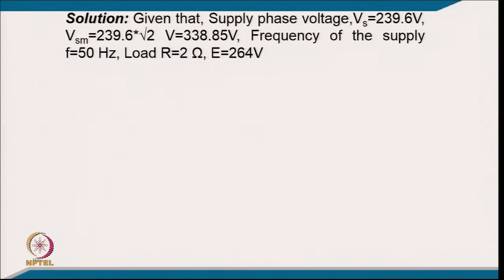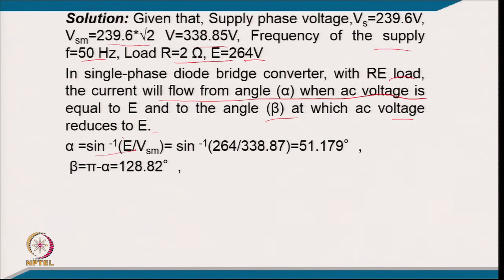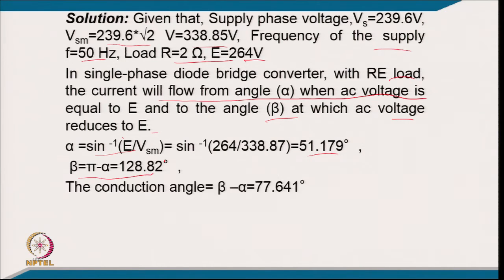So, coming to the numerical part of this, given that supply voltage Vs equal to 239.6 volt, and the peak of this is 239.6 into root 2, 338.85 volt, and frequency of supply is 50 Hz, load resistance is 2 ohm, and E equal to 264 volt. So, in the single phase bridge converter with RE load, the current will flow from angle alpha, where the AC voltage is equal to E, to the angle beta at which the AC voltage reduces to E. So, we can find out alpha from this relation, it comes 51.179 degree, and beta, that is pi minus alpha, is 128.82 degree, and the conduction angle beta minus alpha will be 77.641 degree.